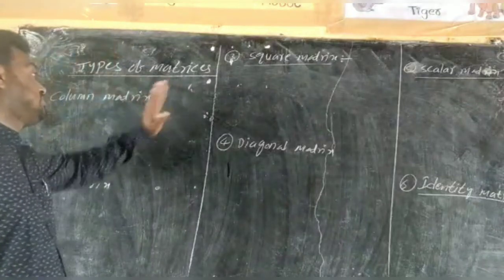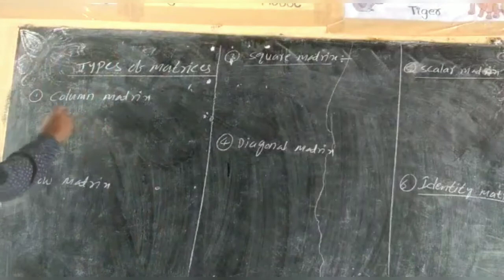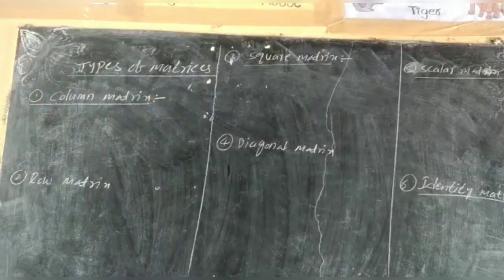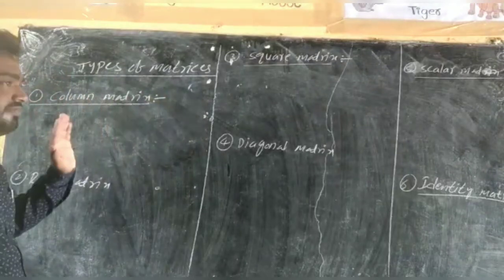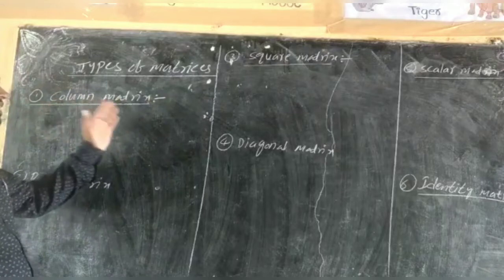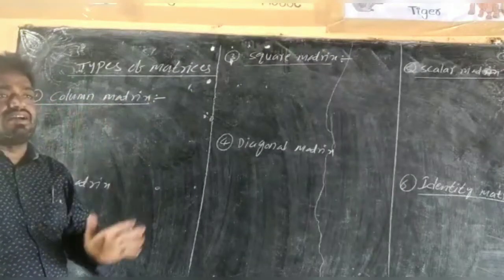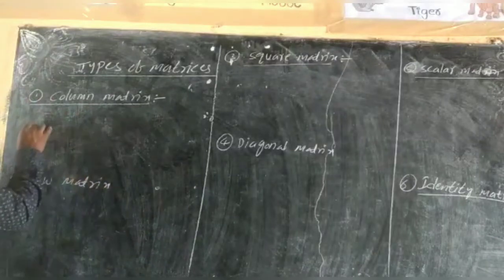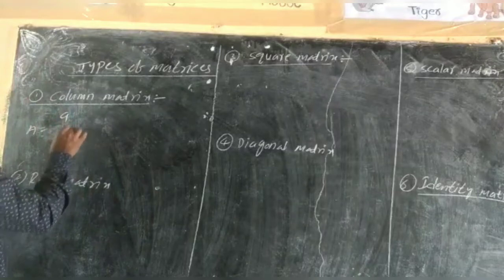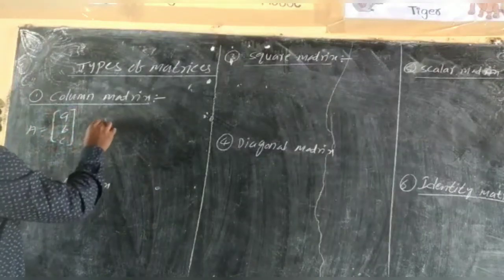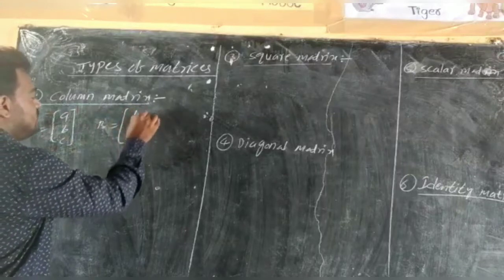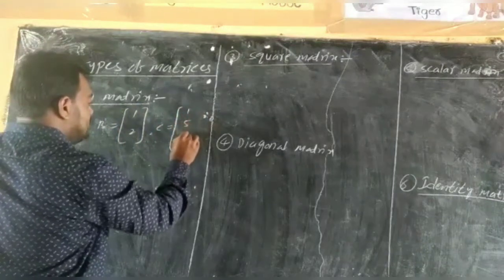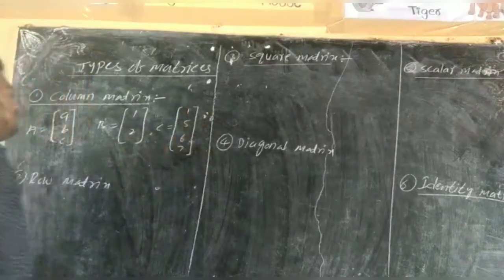Now, types of matrices. First one: column matrix. A matrix is said to be a column matrix if it has only one column. Example: A = (a, b, c) is one of the column matrix. B = (1, 2) is one of the column matrix. C = (1, 5, 6, 7) is one of the column matrix.